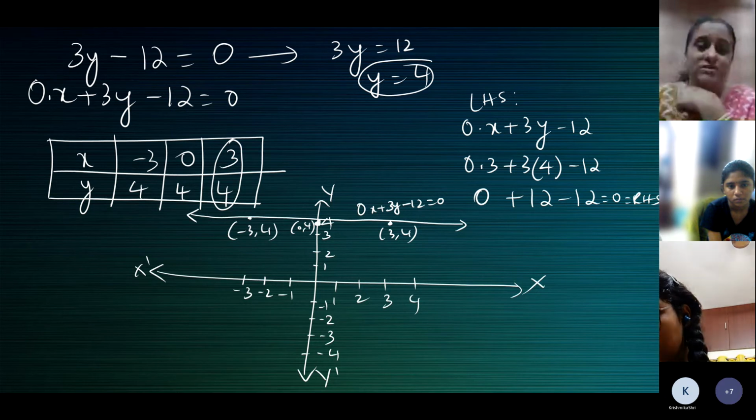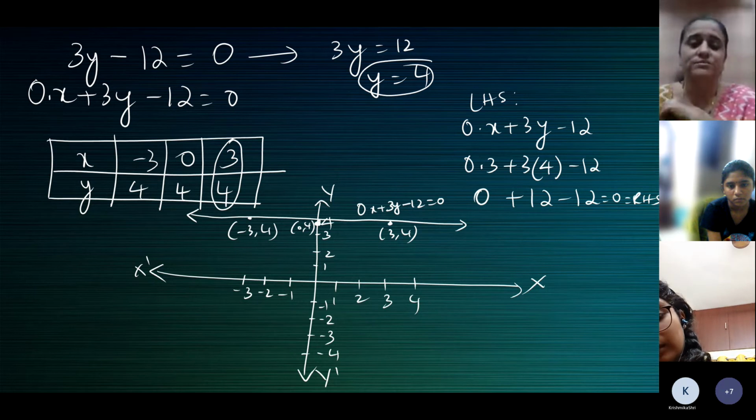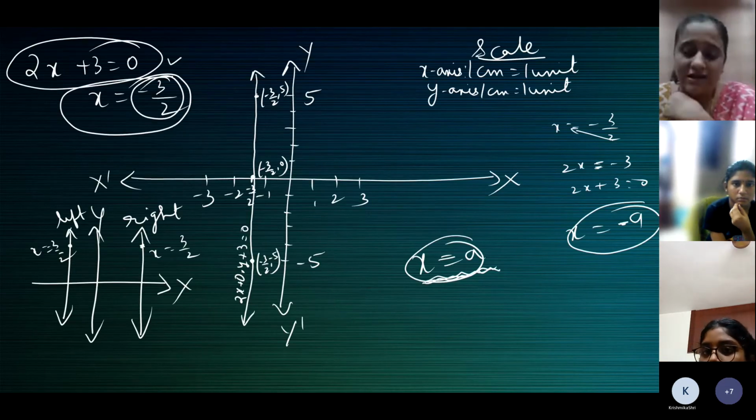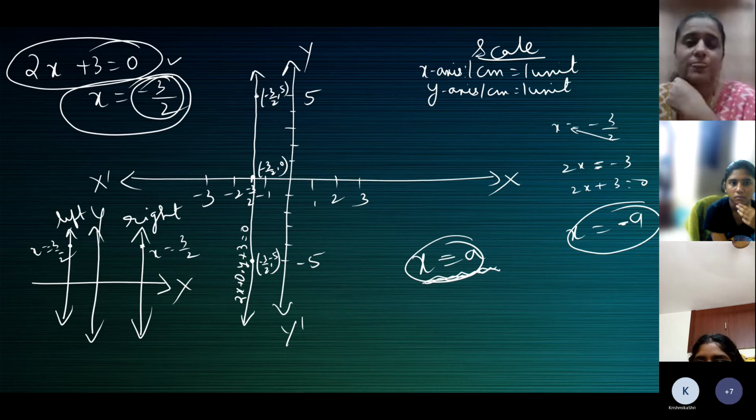So you can believe better when we make the graphs. Now I just gave you two examples. But you can see in this example, the line is parallel to the x-axis. In this example, the line is parallel to the y-axis.